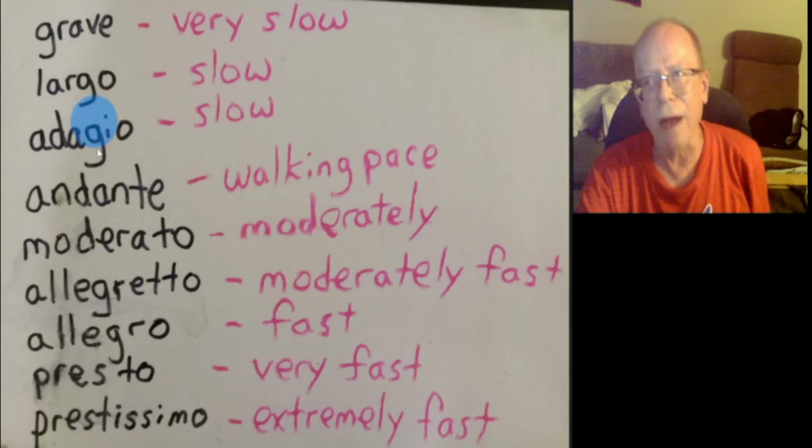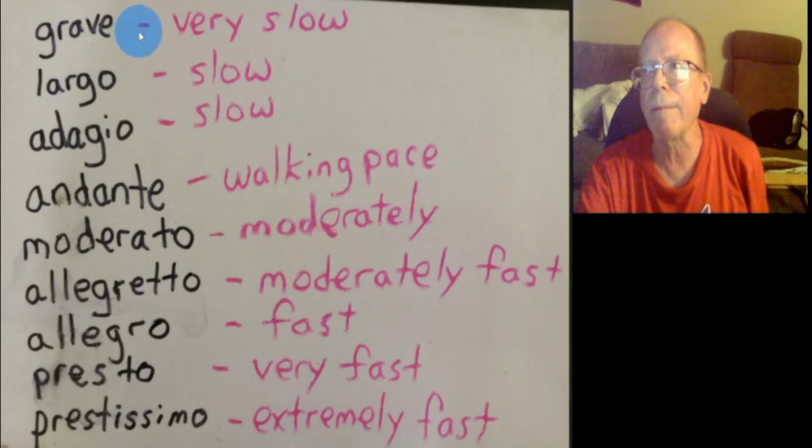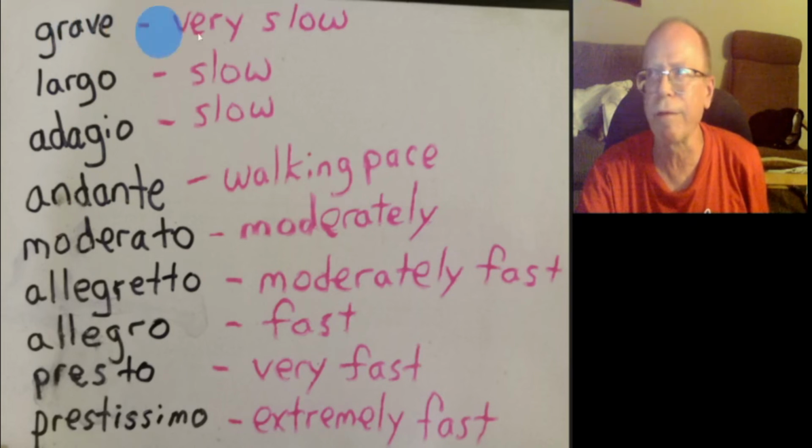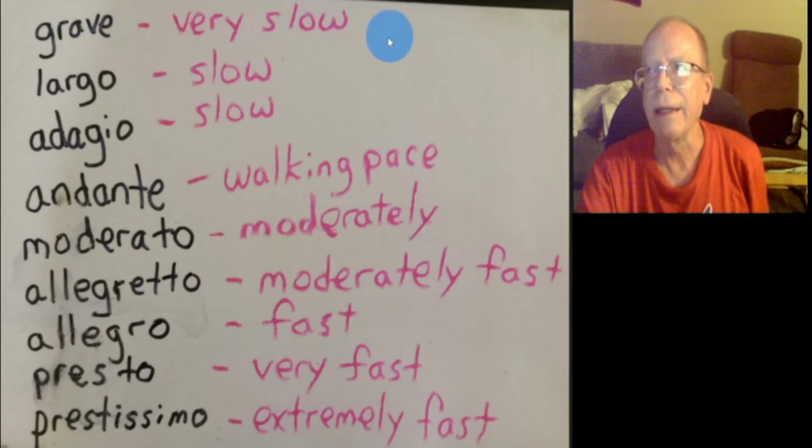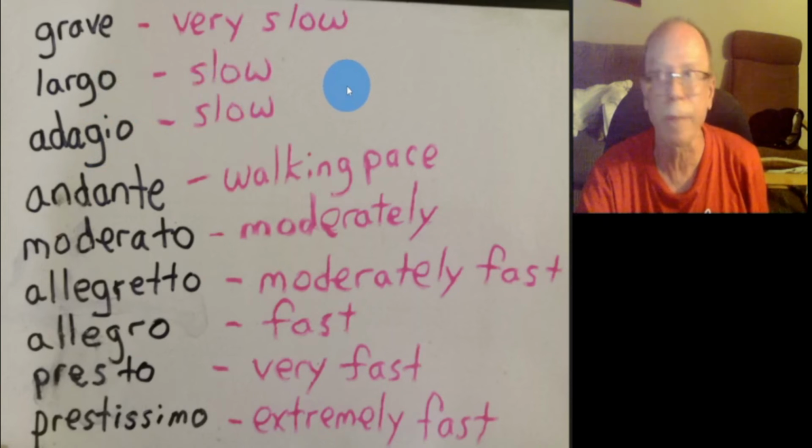And there's lots of words for this, too. I'm just going to use the most commonly used ones, all right? But first of all, very slow. Grave. Maybe it's grave. I don't know if my pronunciation is really good. All right, but that means very slow. Largo, slow. Adagio, slow. These are very common Italian words just for slow.